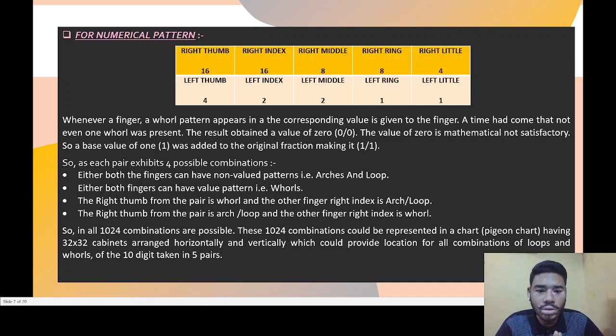The 4 possible combinations of each pair's exhibits are: first, both have non-valued patterns. Second, both have valued patterns. Third, one is valued and another is non-valued. Fourth is the vice versa of the third one. There are a total of 1024 combinations possible, which could be represented in a chart known as the pigeon chart, having a combination of 32 vertical and horizontal cabinets, which stores the information about the combinations of loops and whorls of 10 digits in 5 pairs.